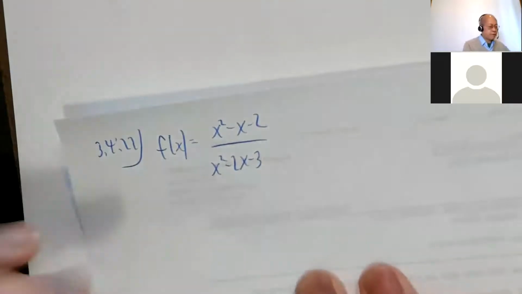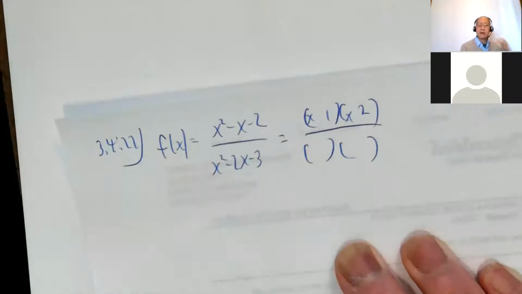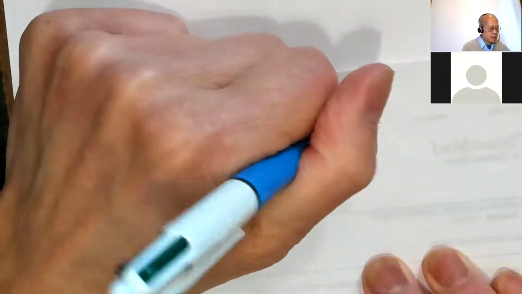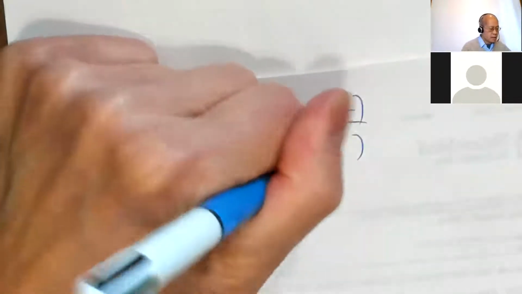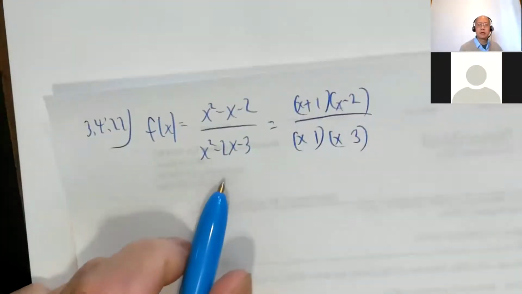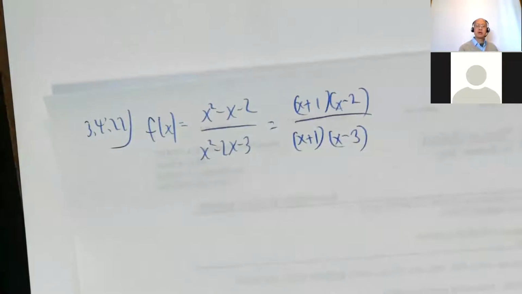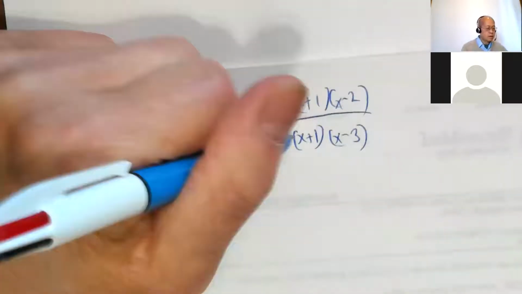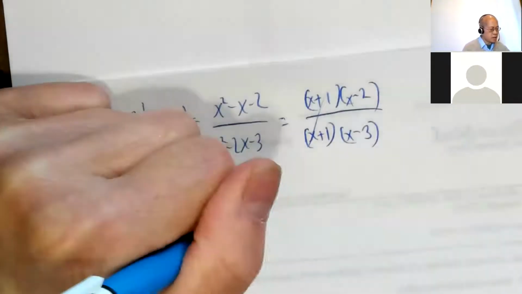All right, so maybe I'll first try to factor this thing. (x + 1)(x - 2) over (x + 1)(x - 3). Okay, so this one's going to have a hole, right? So this cancels out to (x - 2)/(x - 3), provided that x is not equal to -1.